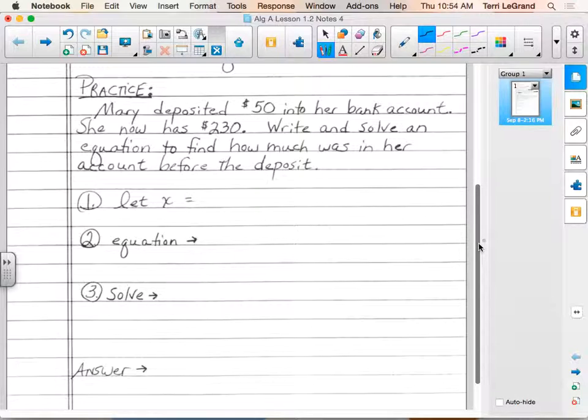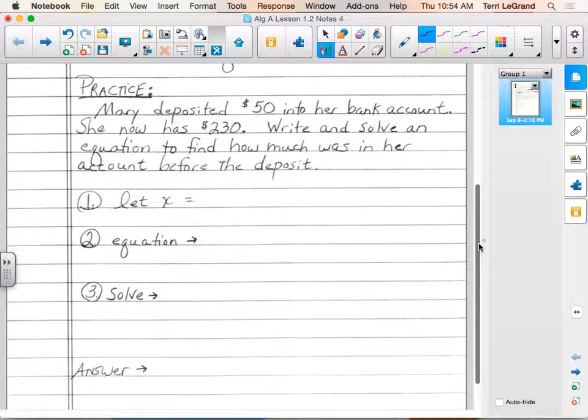Okay, so here's our one problem we're going to practice today. It's the only one we're going to do. Mary deposited $50 into her bank account. Anybody in here have a bank account? Is it a checking account or a savings account? Or do you have both? Okay. So she put $50 into her bank account. It doesn't say whether it's checking or savings, but she's letting it be safe in the bank. She now has $230 in that bank account, right? Write and solve an equation to find out how much was in her account before the deposit.